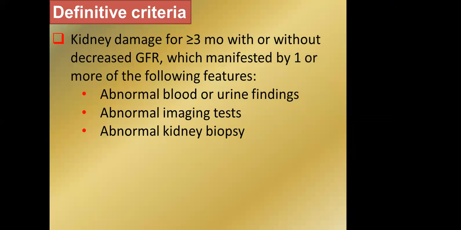How do I know the kidney damage occurred? By the presence of abnormal blood or urine findings. That means serum creatinine and blood urea nitrogen, and urine findings by urinalysis, or an abnormal imaging test by IV urogram or by ultrasound, or an abnormal kidney biopsy. If these abnormalities continue for more than 3 months, it indicates kidney damage, which is a definitive criterion for chronic kidney disease.